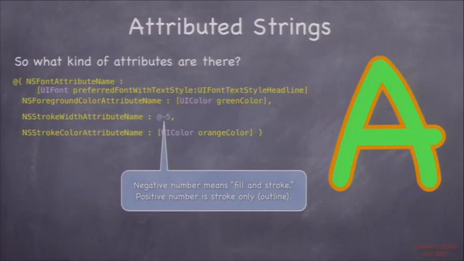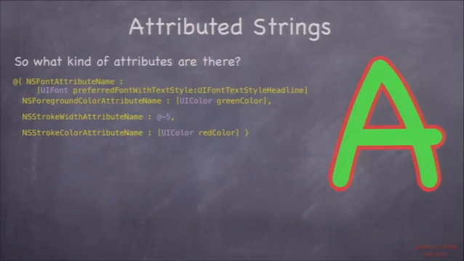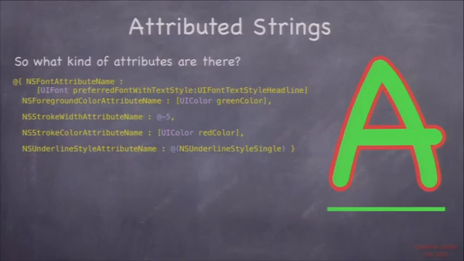There's also stroke width attribute and stroke color. The width attribute, pay attention to this because you'll probably need this for your homework. It's an NSNumber. If it's a negative NSNumber, then that means fill the glyph, the A, and stroke around the edge. If it's a positive number, it means just do the stroke around the edge and the middle is transparent. What else can we have? UnderlineStyleAttributeName. That's an NSNumber that has an enum, one of NSUnderlineStyleSingle or Double, or there's also NSUnderlineStyleNone. That would be no underlining.